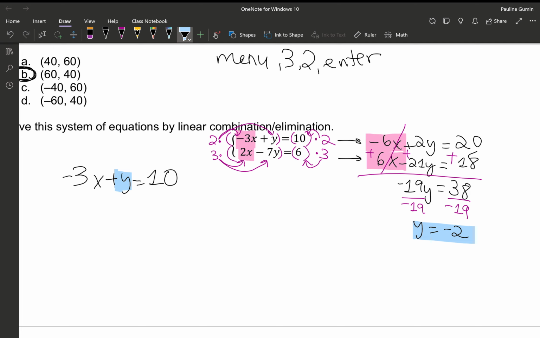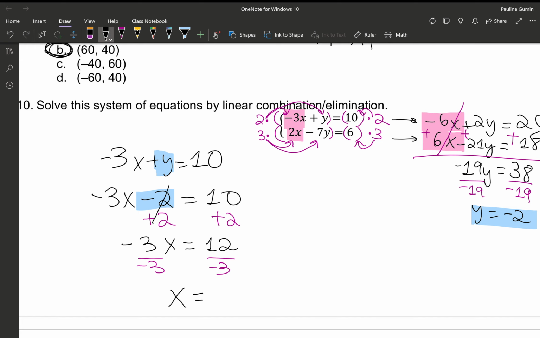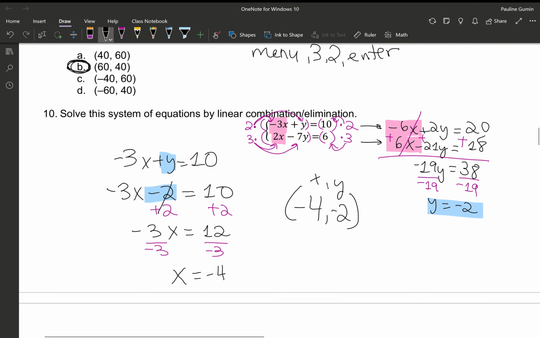All right, so we found y, so let's plug it in. So instead of negative 3x plus y, I have negative 3x minus 2 because y was negative 2. I don't see any like terms that I can combine, so I'm just going to continue by adding 2 to both sides. So negative 3x equals 12. And let's finish by dividing both sides by negative 3. X equals negative 4. We write our answer as negative 4 comma negative 2 because it's x comma y.